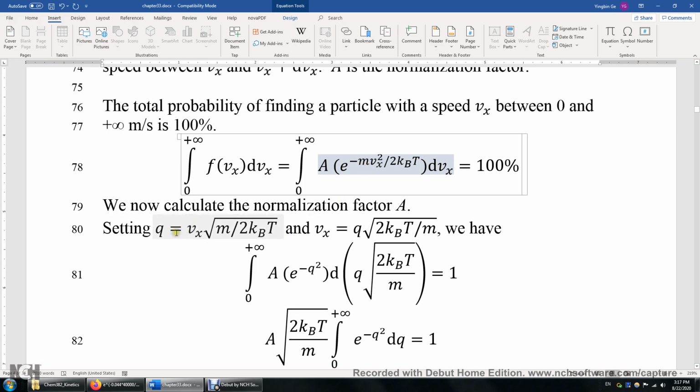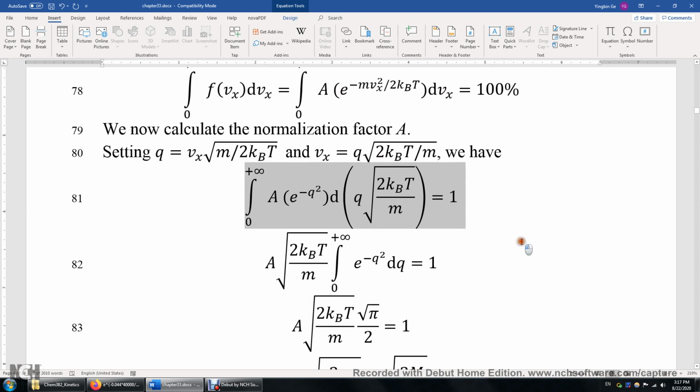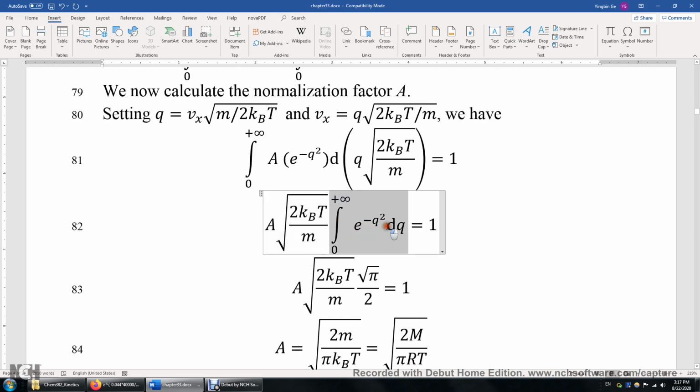And by setting q to be Vx times the square root of m over 2 kBT, we know Vx has to be q times the square root of 2 kBT over m. So we can plug this in here, and then we have this integral. Fortunately, this square root is a constant, so we take it out of the integral. A, the normalization factor, is also a constant. How do we integrate this? Well, the value of this is simply the square root of pi over 2.